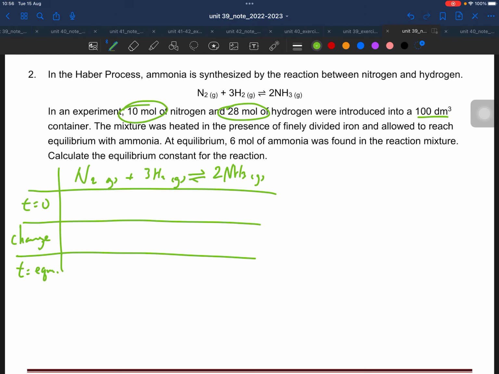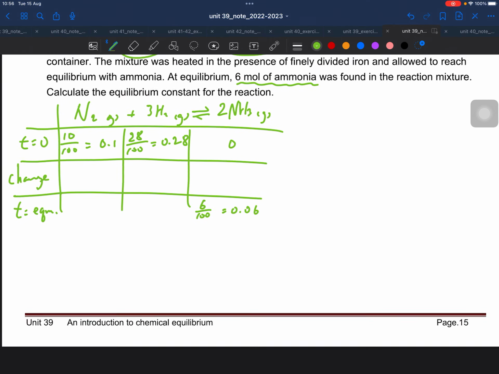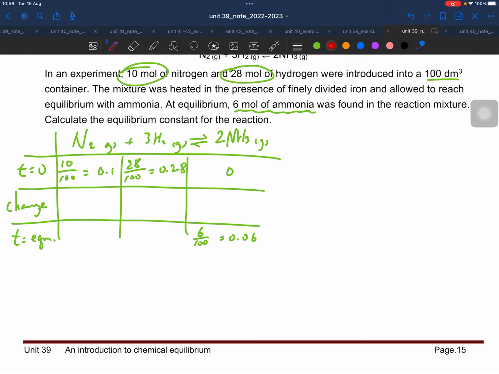N2, H2 volume. So at time equals 0, this is 10 over 100, this is 0.1. It's 28 over 100, this is 0.28. And starting, there's no NH3. Right. At equilibrium, 6 mole of ammonia is found, and so it's 6 over 100, 0.06. Well, again, basic information all here. So let us start.